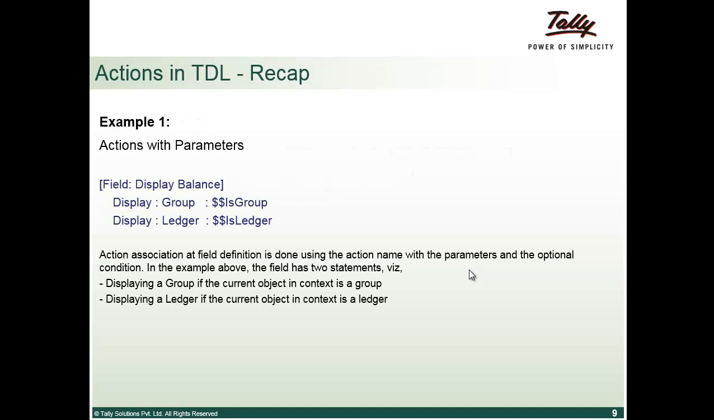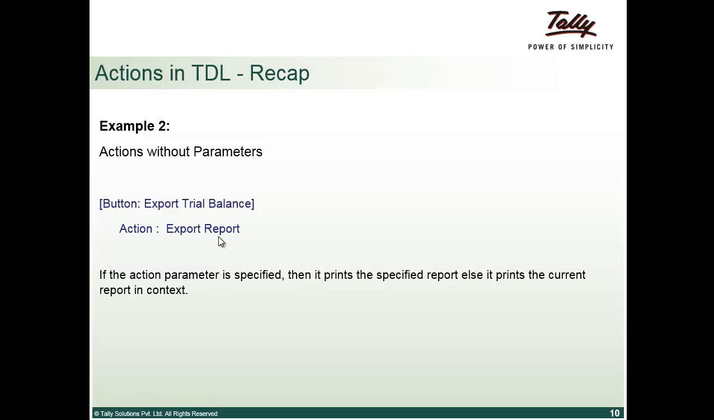So an example of an action is given here. There is a field where a report is displayed. So display is an action here, and it requires a parameter and an optional parameter which returns a logical value. And there is an example of an action which doesn't require any parameter. Example, action export report. This exports the report that is in context.